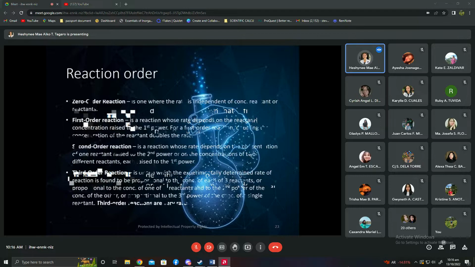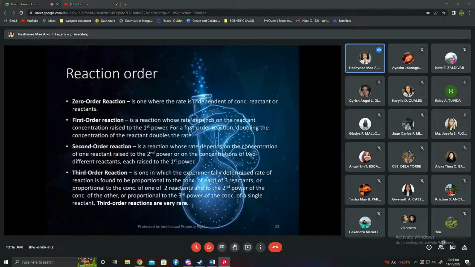So to define, if the reactant concentration is in a zero order reaction, it means that the rate is independent of the concentration of the reactant. So regardless if we change the concentration of the reactant, it will have no effect on the rate of reaction because the rate is independent of the concentration of the reactants.